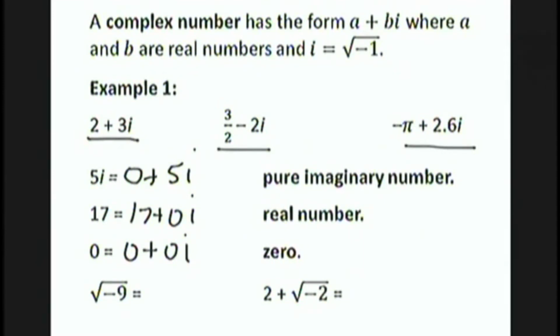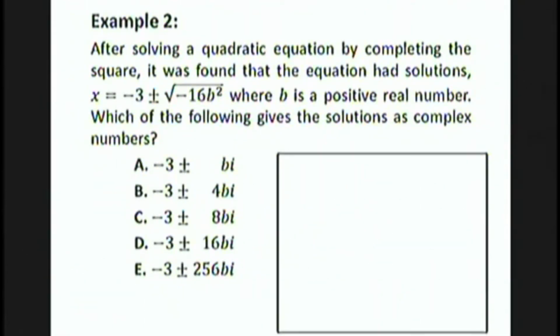The square root of -9, well, that's 3i, because the square root of 9 is 3, and the square root of -1 is i. And similarly, 2 plus the square root of -2 is 2 plus root 2 times i. We can pull negative signs out of square roots as i's. Let's look at an example.